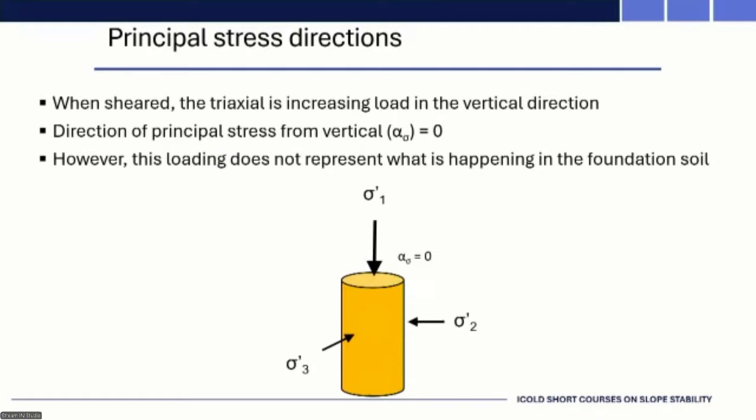Maybe because it's easy. We can do a triaxial test, we can impose principal effective stresses, vertical and horizontal. That little term alpha equals naught means that your principal stress direction is in the vertical direction. But even that's not what we get in situ. Those principal stresses rotate beneath an embankment as it's built. And by the time we get to simple shear, they've rotated out of the vertical quite significantly.